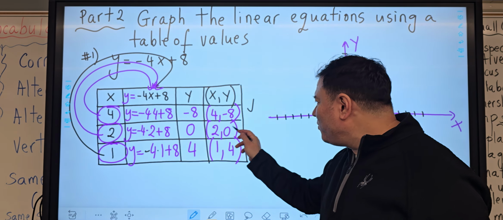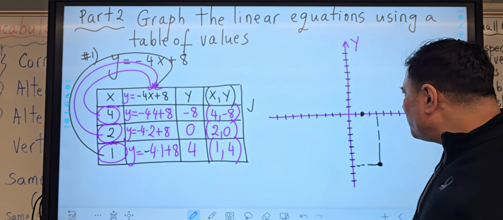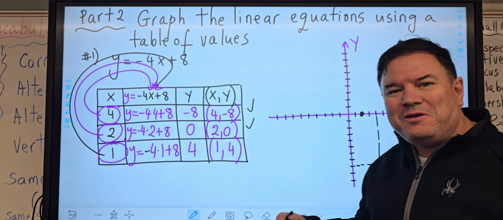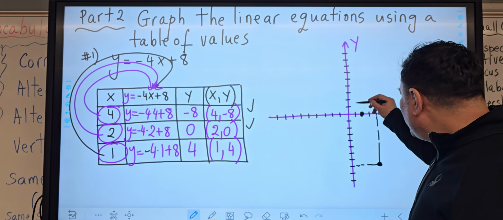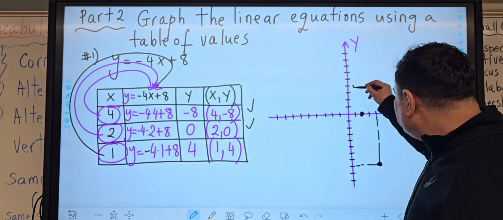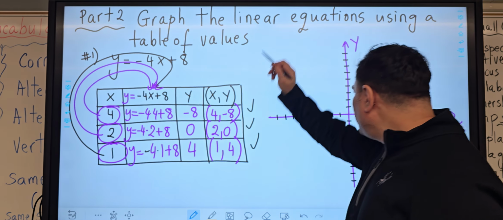Now let's grab the second one. When x is 2, y is 0. So this is our second point. And finally, when x is 1, y is 4. So we go 1, 2, 3, 4 right here. When x is 1, y is 4.